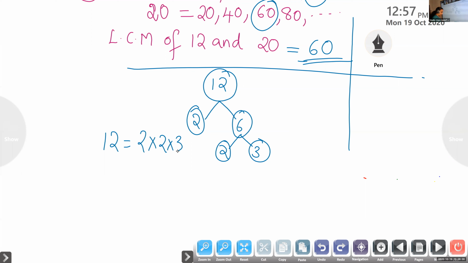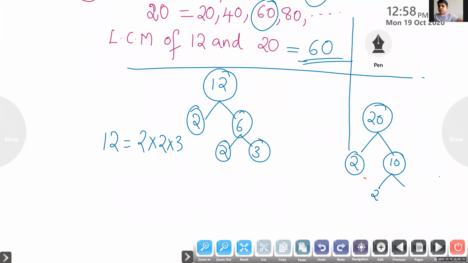Which is the next number? 20. Okay, so 20, how will I do here? 2 into 10. And 10 can be written as 2 into 5. So all the numbers are now prime numbers. So 20 can be written as 2 into 2 into 5.